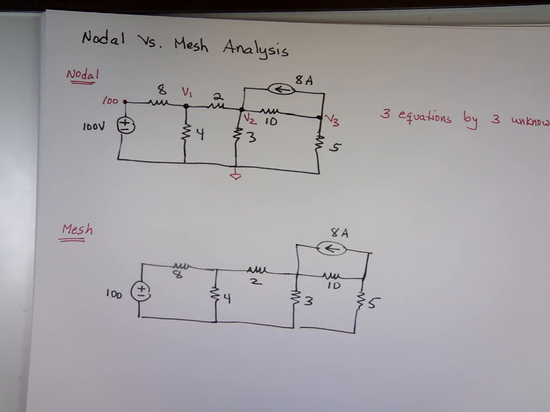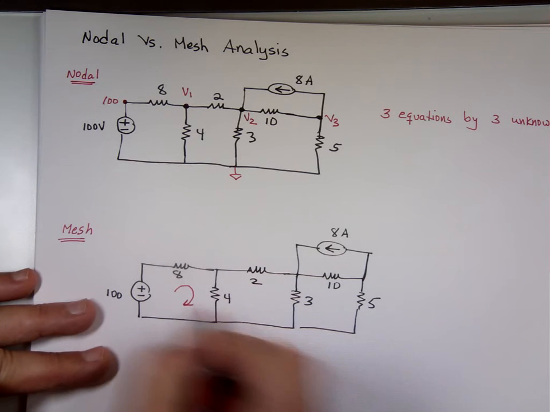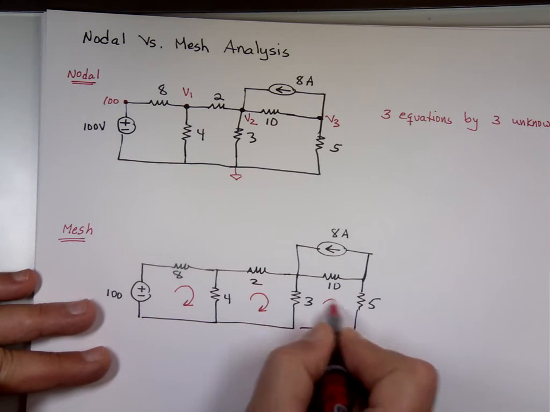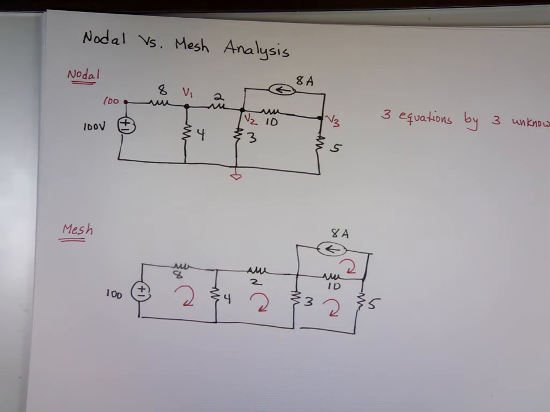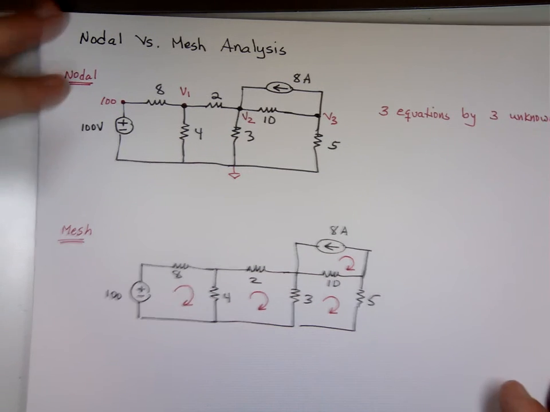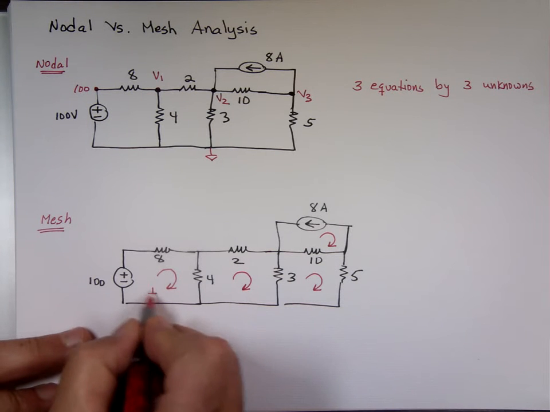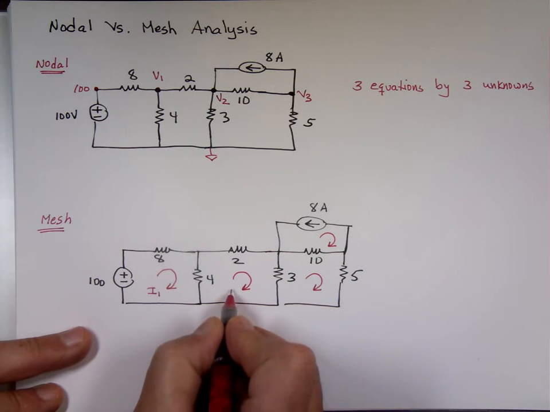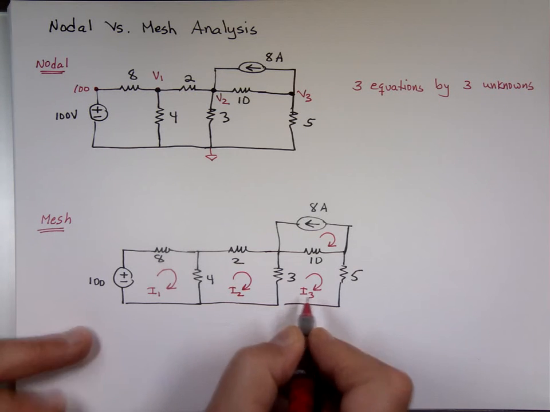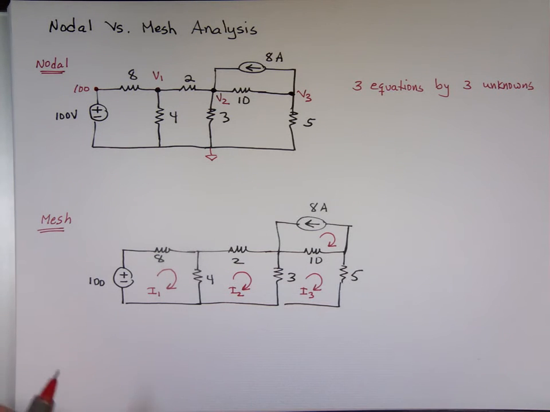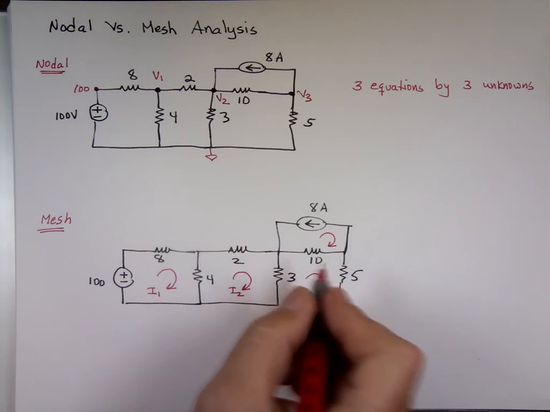With mesh analysis, we draw currents, and you want to make them clockwise, counterclockwise, up to you. Now this one will be what? I sub 1. This one will be I sub 2. This one will be I sub 3. But that current now will be what? Instead of I sub 4, what's the value of that current? 8 amps. That's negative 8.